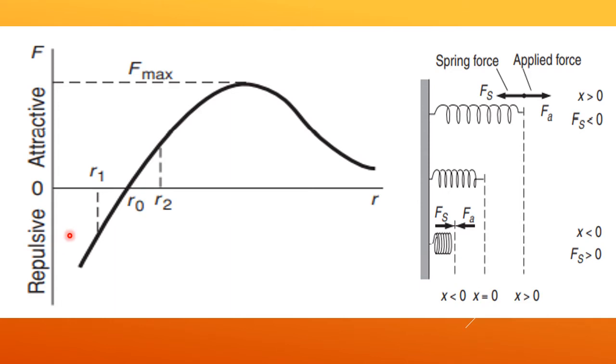So this is a variation. R0 is the equilibrium distance between any two particles. At that point, force is 0, and above that value up to R2 there is an attractive force, and below that there is a repulsive force. So in this region, Hooke's law is valid, for which force is directly proportional to R, or the distance between them.